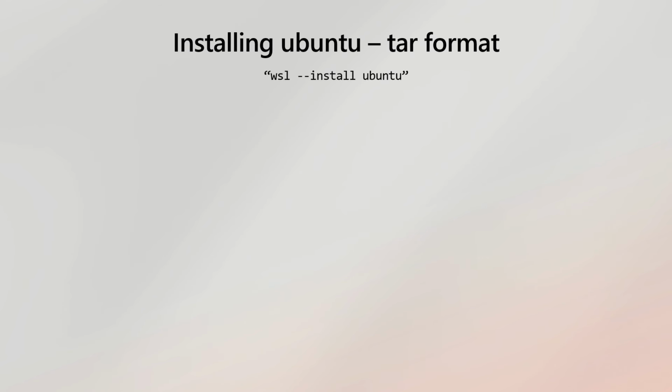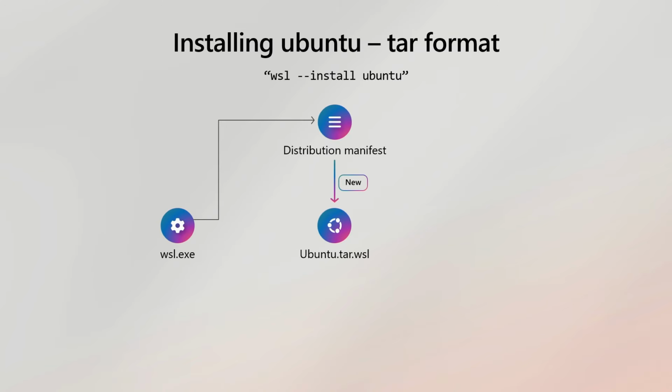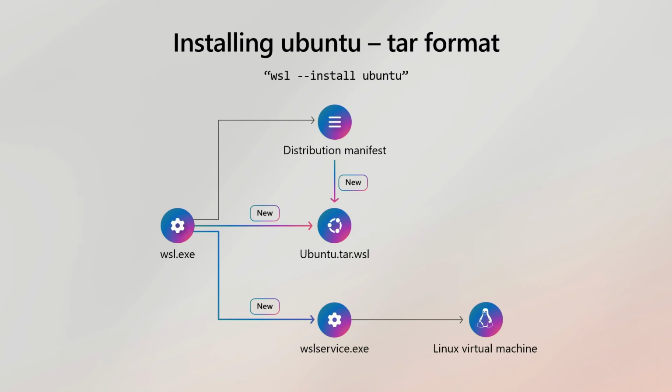So we're going to see what happens if we run the exact same command line with a tar-based WSL distribution. So when we do that, we still invoke the WSL.exe, which is going to look up at the manifest again. But the difference is that the manifest directly contains a link to the distribution tarball. So here, we are able to directly download the distribution root file system from the WSL.exe, and then we can pass that through to the WSL service.exe, which will then connect with the Linux virtual machine, extract the distribution, and run it.